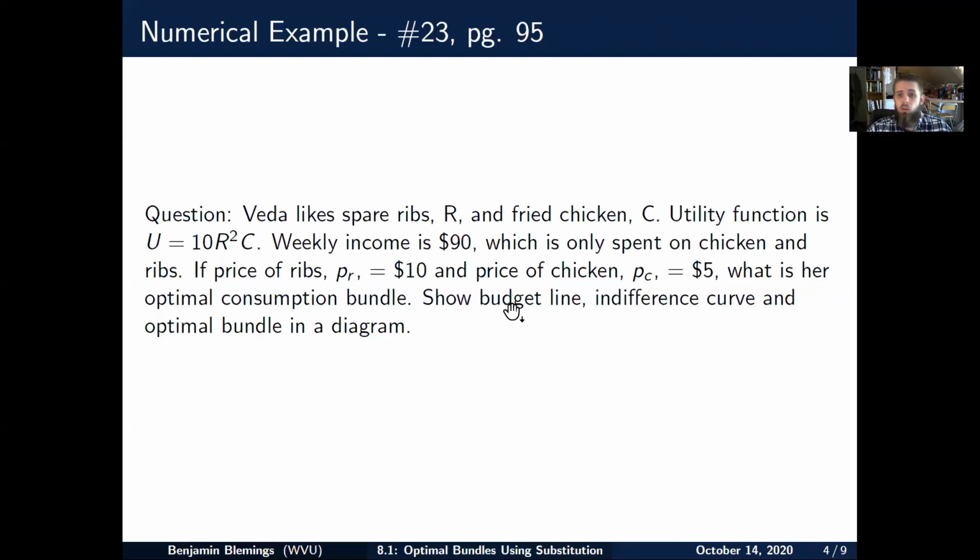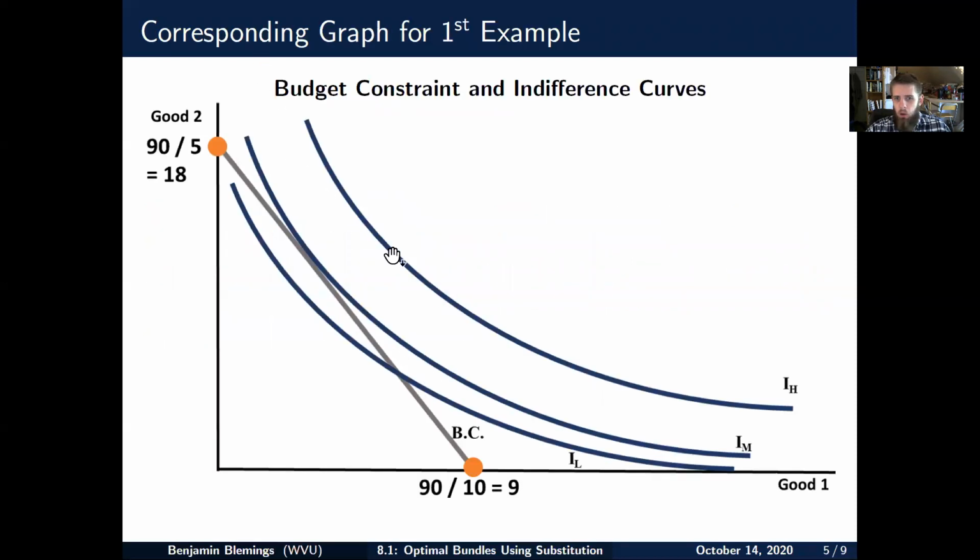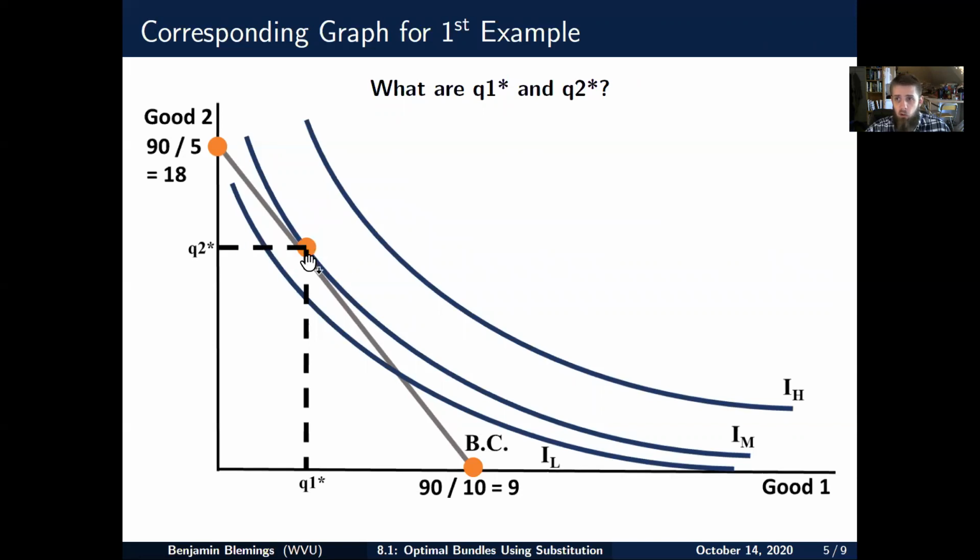We're going to want to show her budget line, her indifference curve, and the optimal bundle in a diagram. So let's start by making the diagram, because I think it's first important to ground ourselves in what the problem is. Here are some representative, potential indifference curves for Veda, and her budget constraint is drawn here in this gray line. If she spends all her money on good two, which is chicken, she can have 18 chickens, whereas if she spends all her money on ribs, then she can have 9 racks of ribs. This is her budget constraint here. And we're looking for this point so we can finish off our diagram and know what bundle of goods Veda should choose to maximize her well-being.